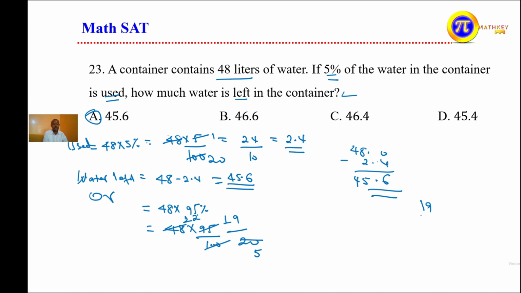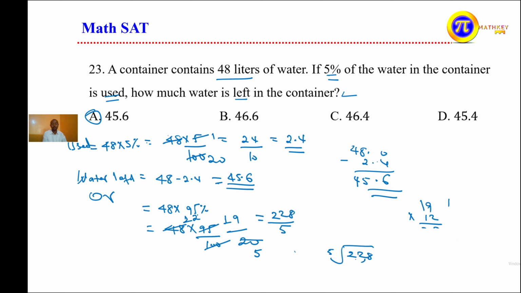If that's so, this becomes 19 times 12 divided by 5. 2 times 9 is 18, carry 1. 2 times 1 is 2, we have 3. 1 times 9 is 9. 1 times 1 is 1. This becomes 228. This is equal to 228 divided by 5.